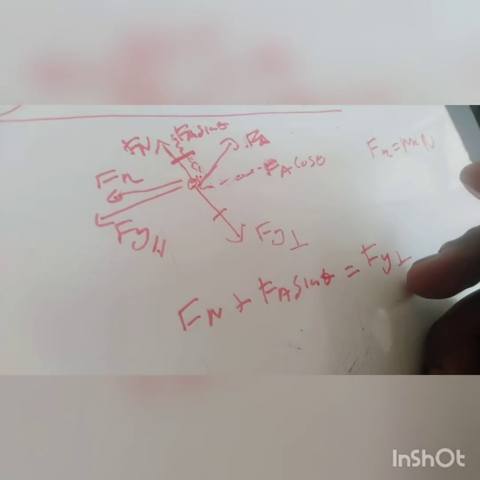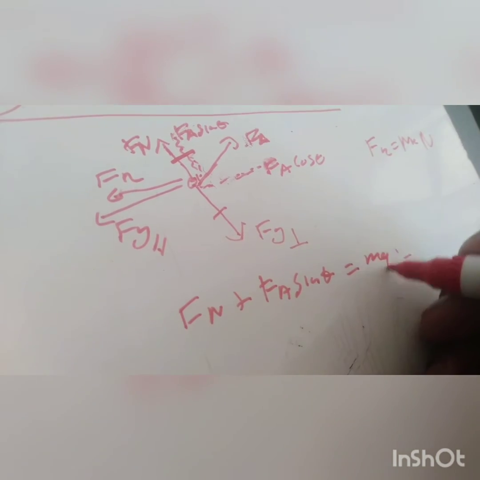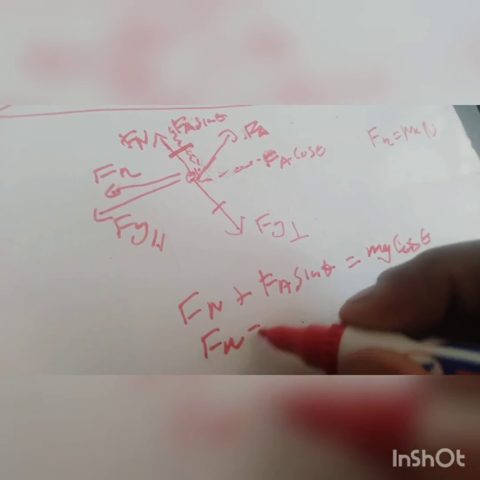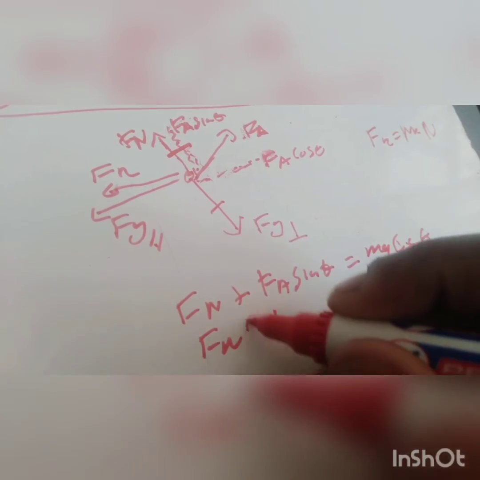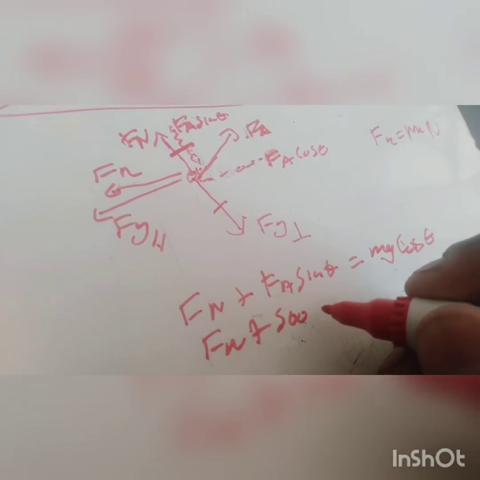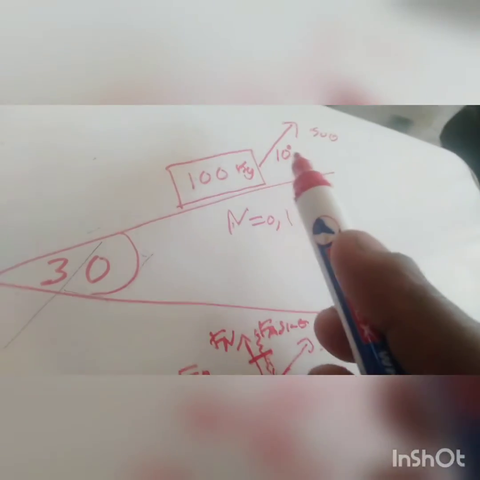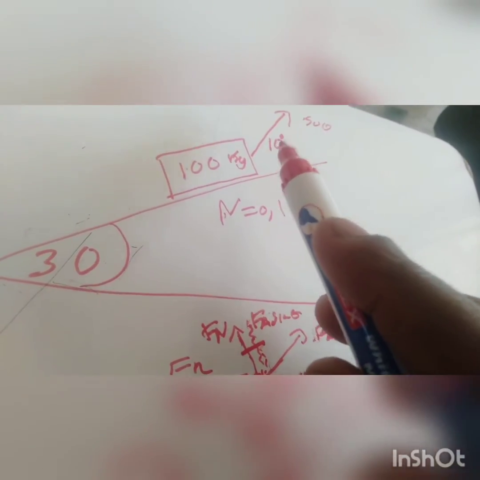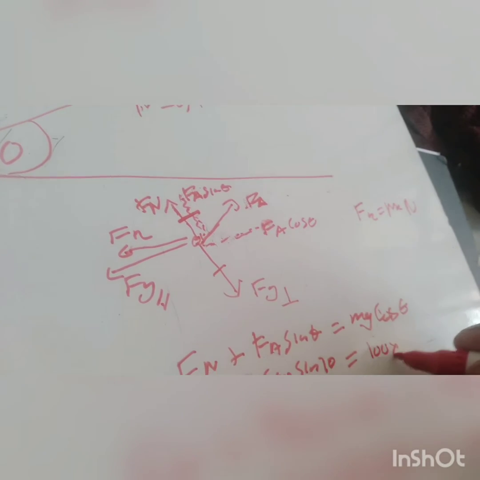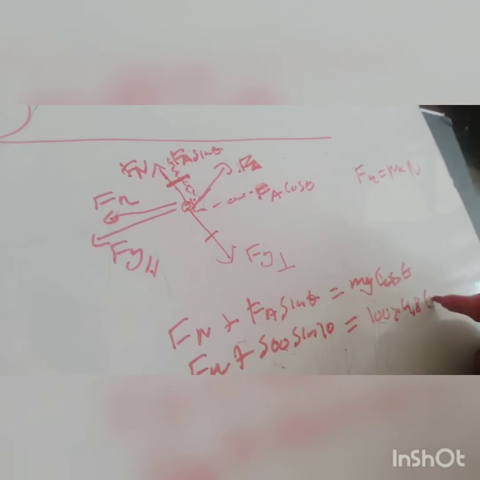So how do we write Fg perpendicular? Fg perpendicular is mg cos theta. So let's substitute. So Fn is equal to mg cos theta minus our force applied, which is 500 newtons. So 500 times sine. When we're resolving this, we don't use this angle, we use that angle because that's what's really related to this force. So it's going to be sine 10 is equal to mg, so our mass is 100 times 9.8 times cos theta.